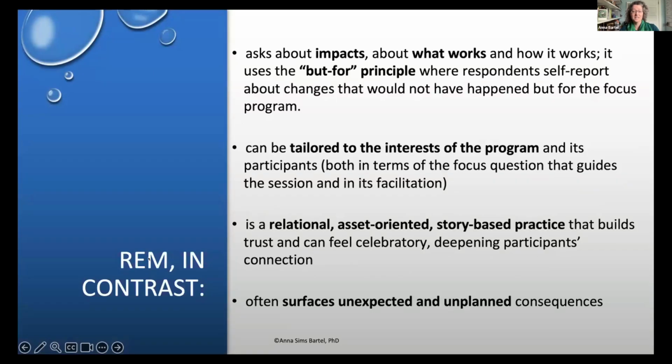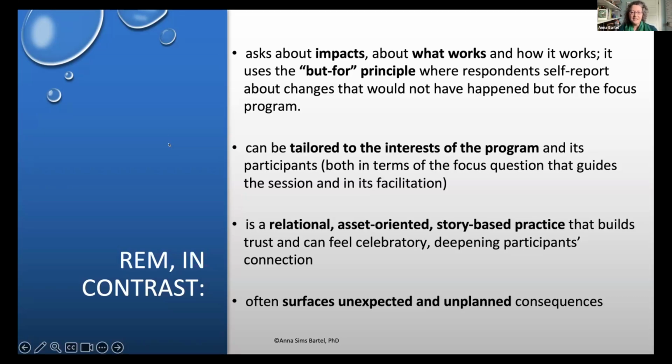So by contrast, ripple effects mapping asks about impacts. It asks about what works and how it works. And it uses the but-for principle. This is their response to, well, how do we know for sure that it caused it? We're not going to pretend we know that this intervention caused this impact. But if respondents self-report on changes that they say would not have happened but for this program that we are evaluating, that is the threshold in ripple effects mapping. So it's really rooted in trust. It's rooted in believing the people who speak. It's rooted in centering the voices of those who are central in the program.